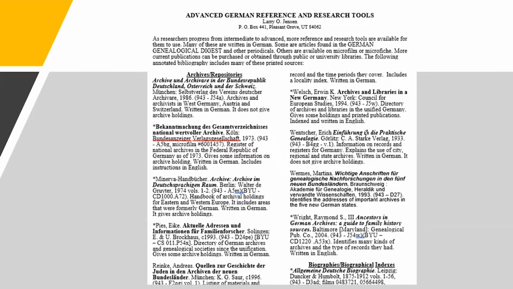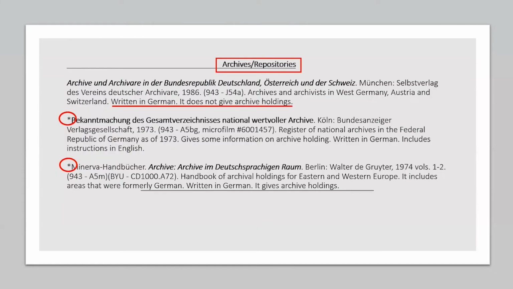For example, under the topic of archives and repositories, of the 10 resources listed, only 5 have an asterisk. That's because the 5 with an asterisk provide more information about the records and resources found in archives. In this example, the first resource listed here is written in German, but it does not give archive holdings. The second one does give some information on archive holdings. It is written in German and has instructions in English. The third one covers Eastern and Western Europe. It's written in German and it gives archive holdings.